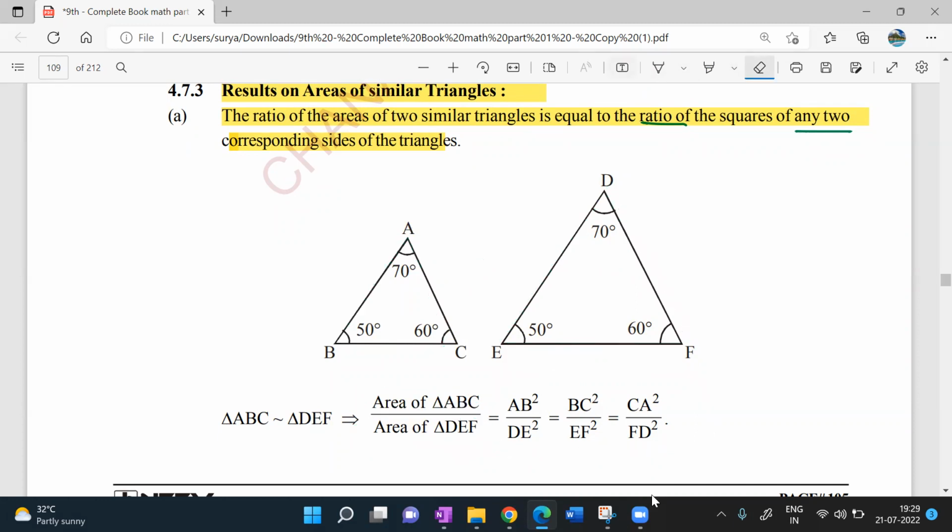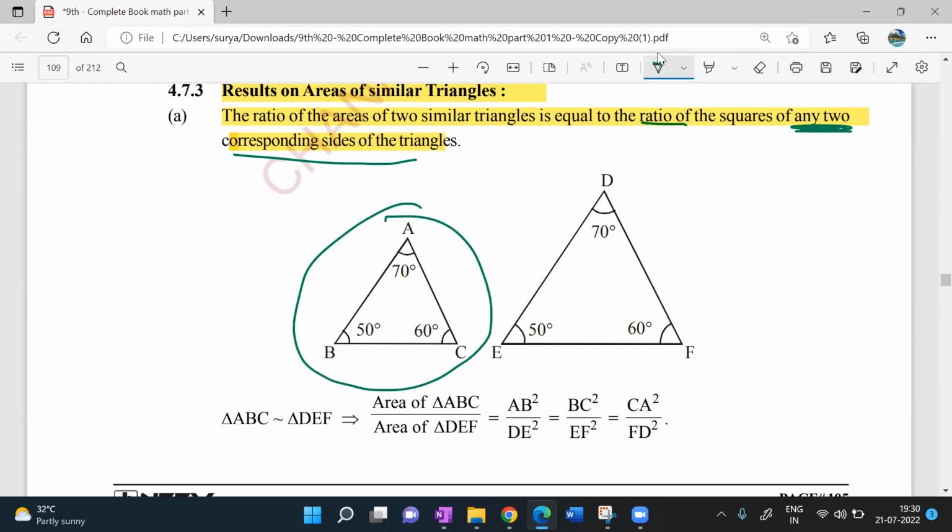Basically, what we learned is that any two corresponding sides of the triangles, if it is only similar, then only. We are talking about only similar triangles, right? What is the result we have talked about? We have spoken only about similar triangles: the ratio of the area of this triangle to the area of this triangle.